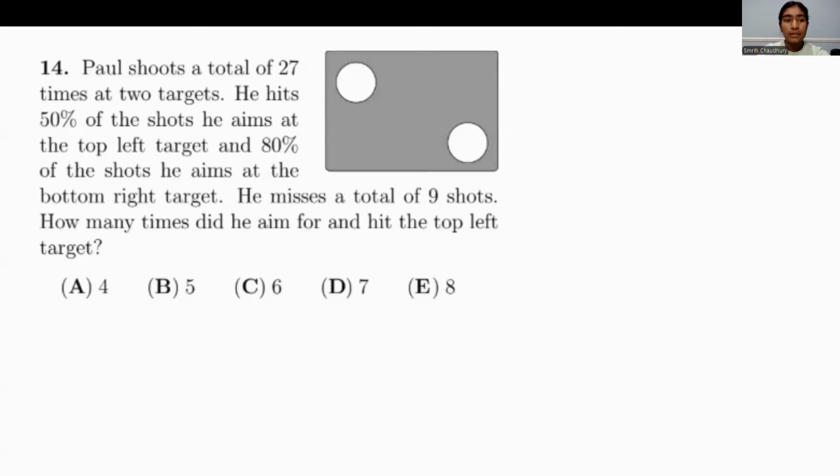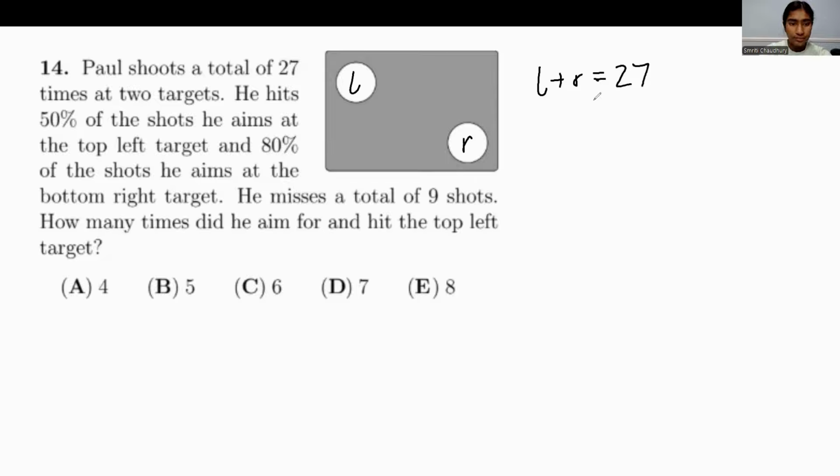Number 14. Paul shoots a total of 27 times at 2 targets. He hits 50% of the shots he aims at the top left target and 80% of the shots he aims at the bottom right target. He misses a total of 9 shots. How many times did he aim for and hit the top left target? So let's call the number of times he aims for the top left target L, and the number of times he aims for the bottom right R. So the total number of shots, which is L plus R, is equal to 27.